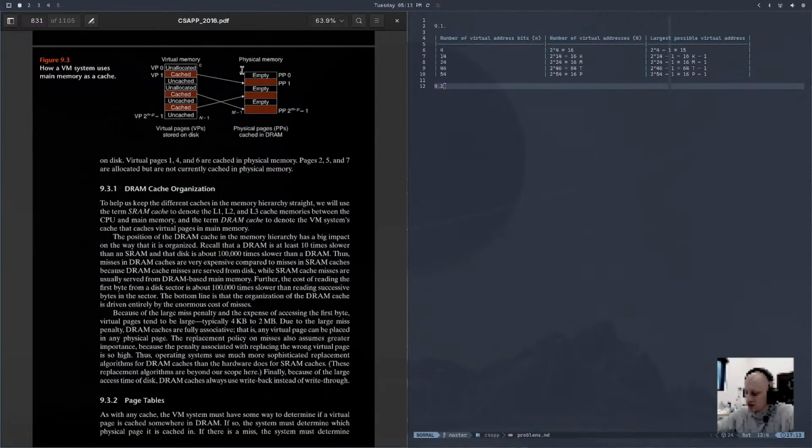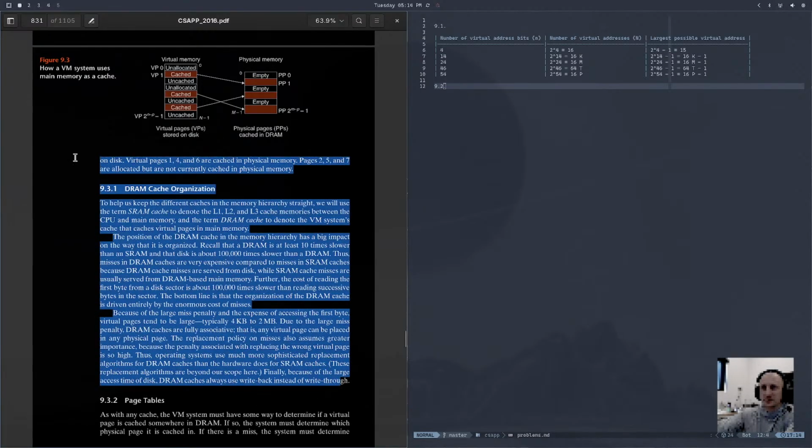The replacement policy on misses also assumes a greater importance because the penalty associated with replacing the wrong virtual page is so high. Thus, operating systems use much more sophisticated replacement algorithms for DRAM caches than the hardware does for SRAM caches. These replacement algorithms are beyond the scope here. Finally, because of the large access time of disk, DRAM caches always use write back instead of write through.